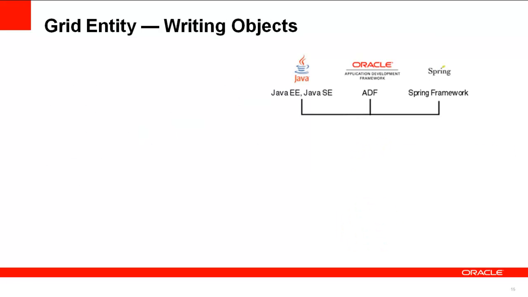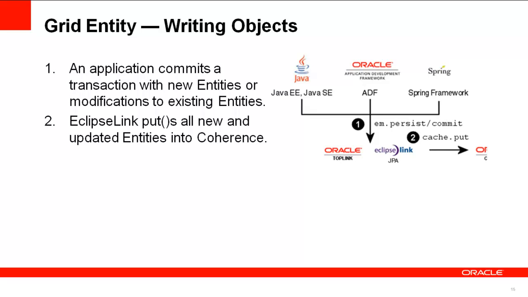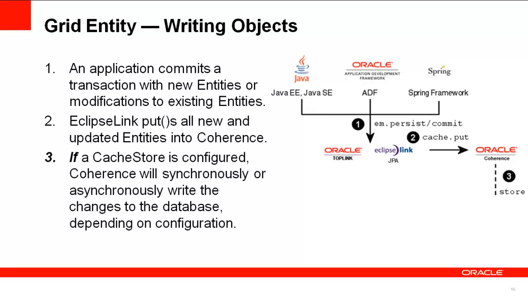However, writing objects with grid entity is very different. Grid entity allows you to do write-behind caching to the database in order to group smaller writes or updates into larger transactions. When an application commits a transaction, EclipseLink puts entities into Coherence. Then, if a cache store is configured, Coherence will write the changes to the database, either synchronously or asynchronously.